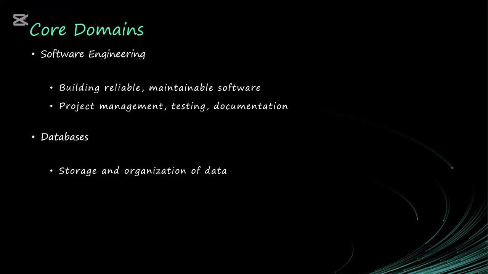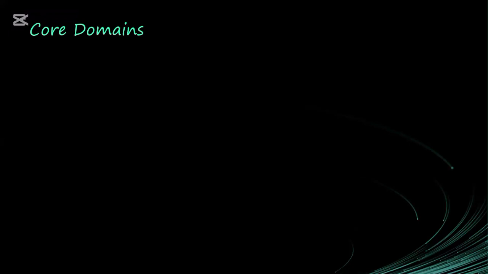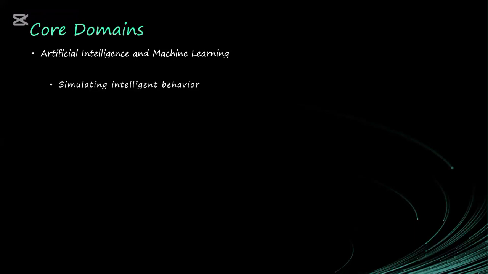We also talk about databases as a core domain, because when you are working with data, you would want to store this data somewhere so that you can make use of it later on. Databases are things we're going to be discussing in this course. Artificial intelligence and machine learning are not something we're going to discuss in this course, but we have another course if you want to become an artificial intelligence or machine learning engineer.